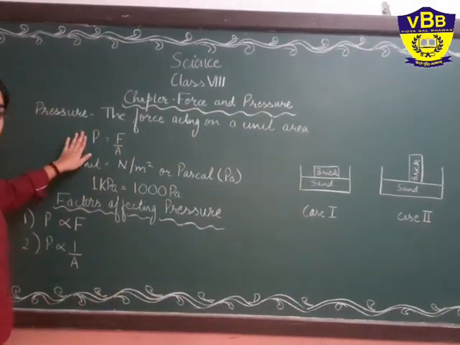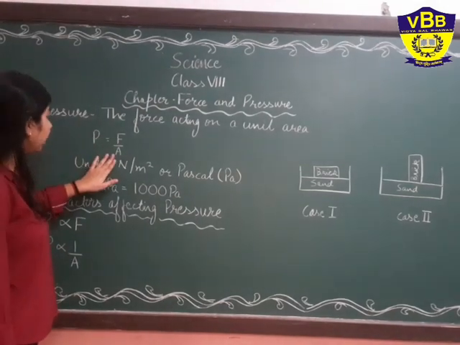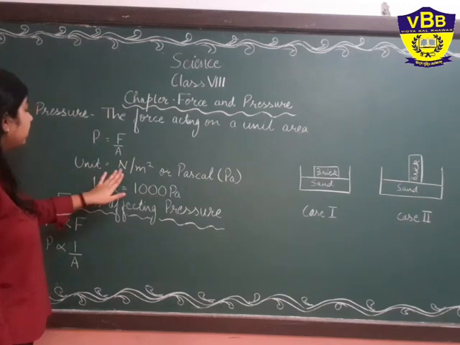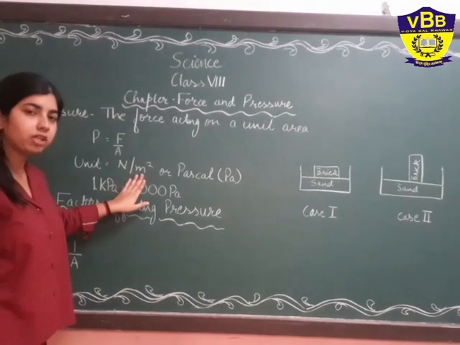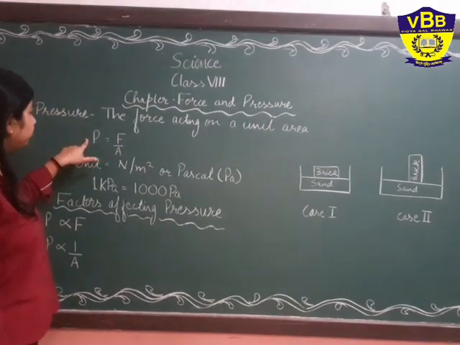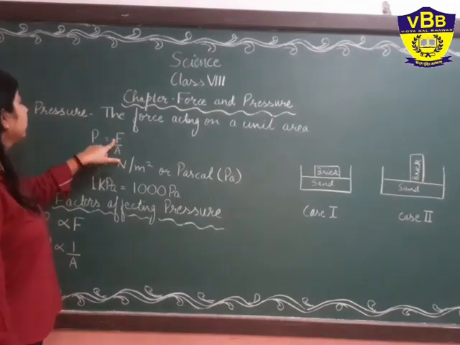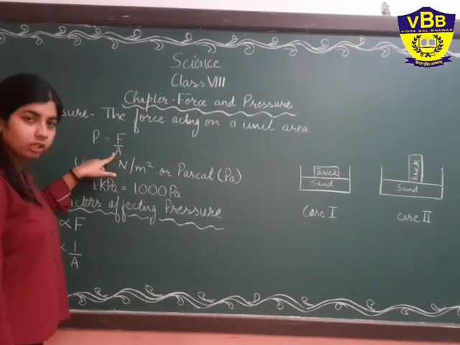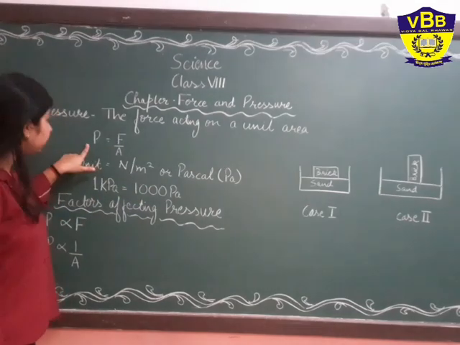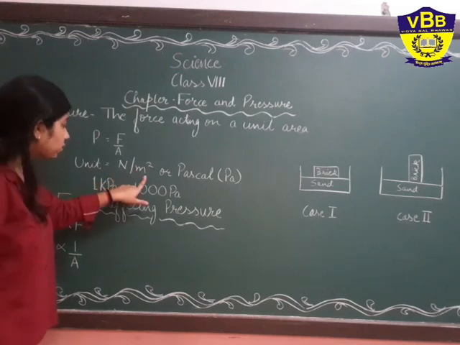We have a formula to calculate the pressure, that is force upon area. There is a unit for the pressure too, that is Newton per meter square. How we have derived it? We have derived this unit from this formula. How so? You must be aware that the unit of force is Newton and the unit of area is meter square. So the unit of pressure will be Newton per meter square. That is Newton per meter square.